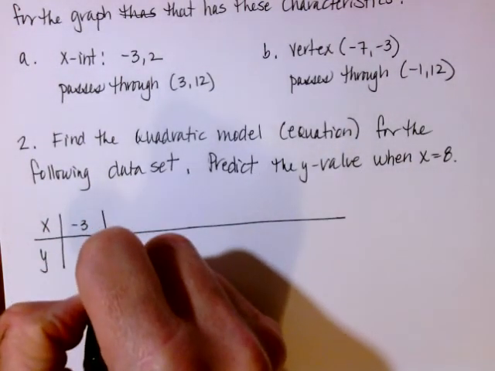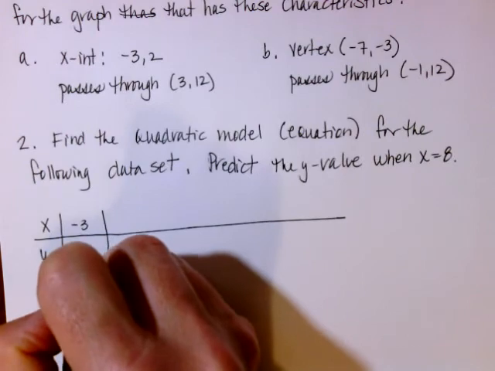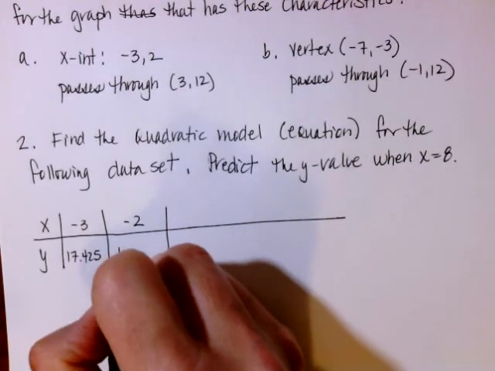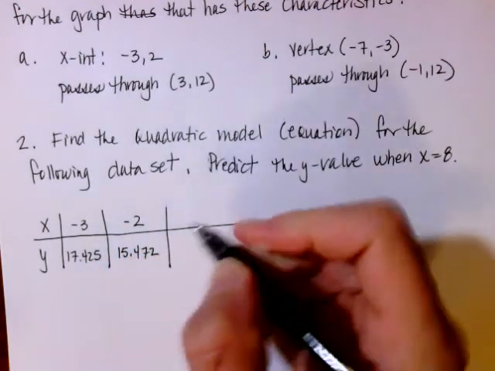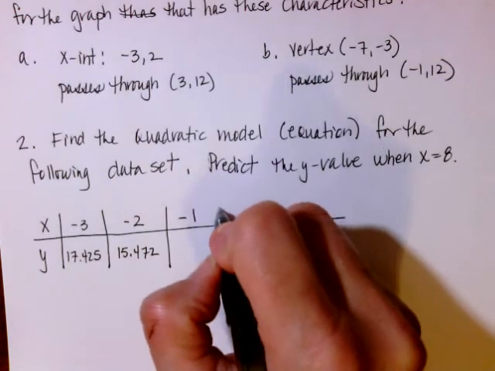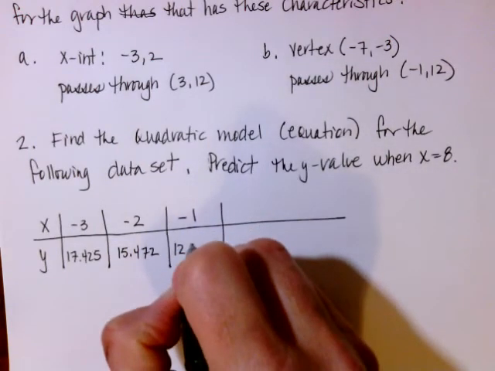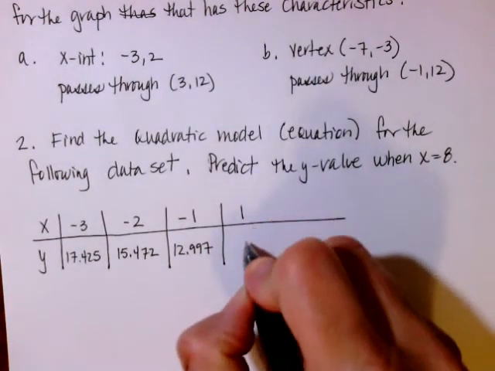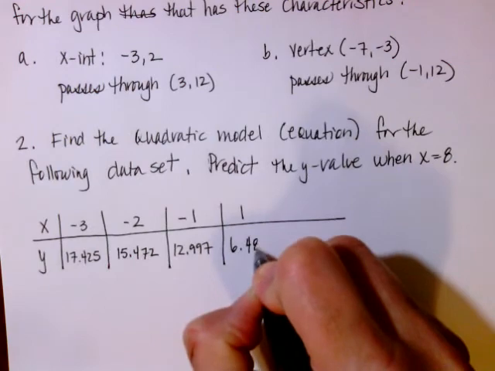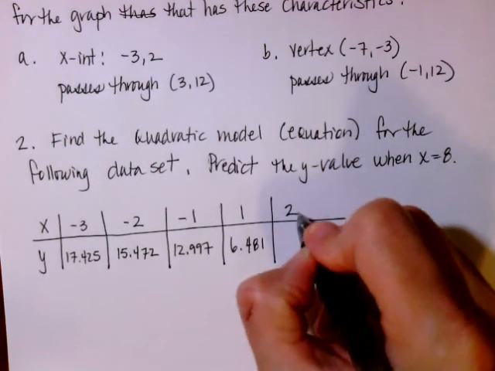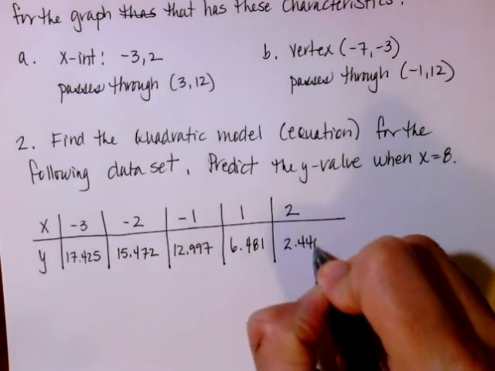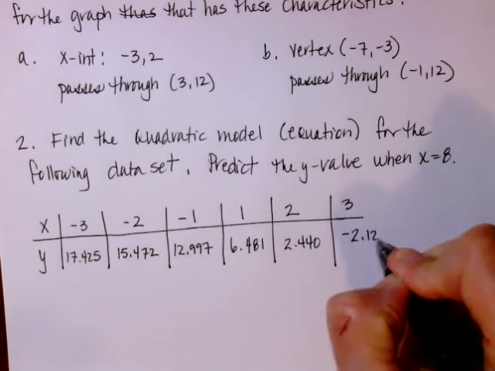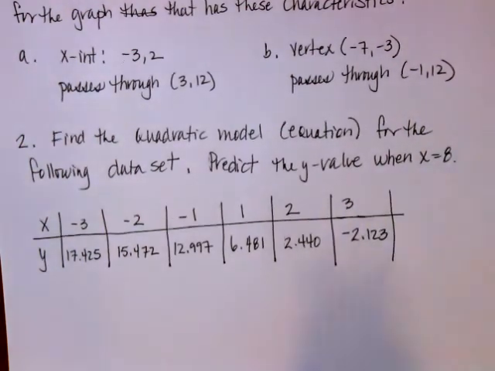My first one is a -3 and then 17.425. My second x is -2, 15.472. Then I have a -1, and it's going to be 12.997. You want to be very careful with your data entry. Then I have a 1 at 6.481. And then I have a 2 at 2.440. And then I have a 3 and a -2.123. So that is your data.